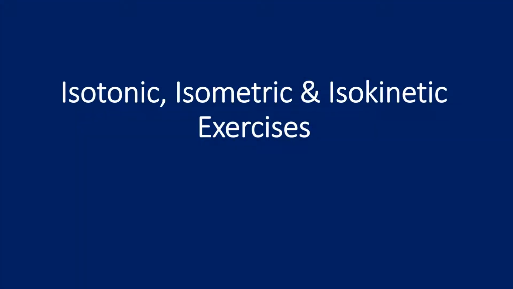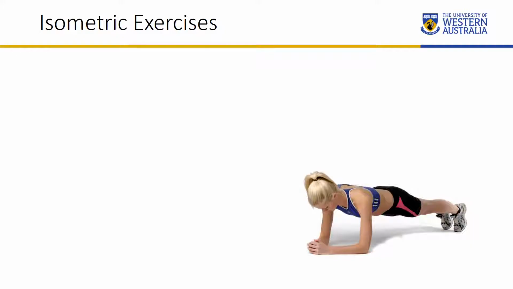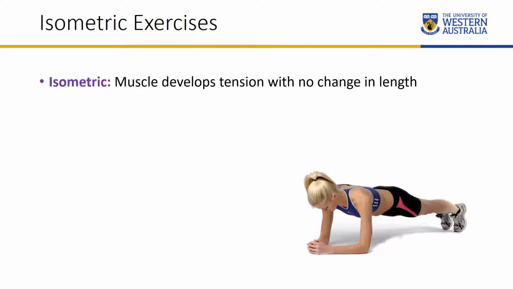If you look at the way the muscles are engaged during a particular exercise, from this perspective, exercise can be classified based on these modes of contraction and can be isotonic, isometric, or isokinetic. Let's have a look firstly at isometric exercises. We know now that isometric contraction is when a muscle develops tension with no change in muscle length.